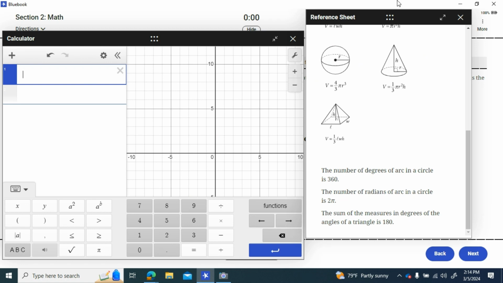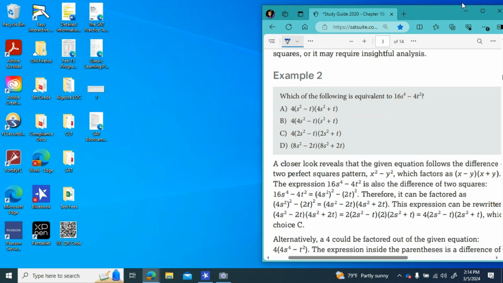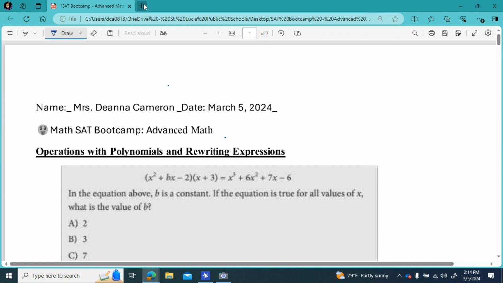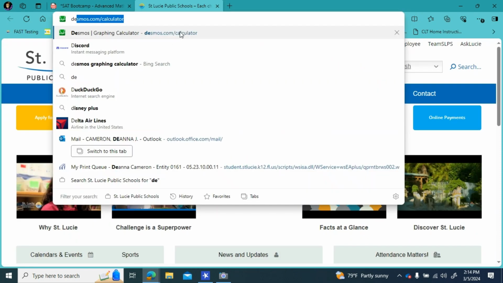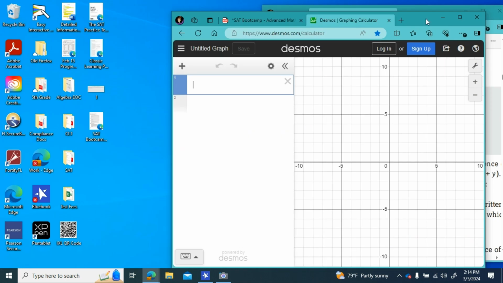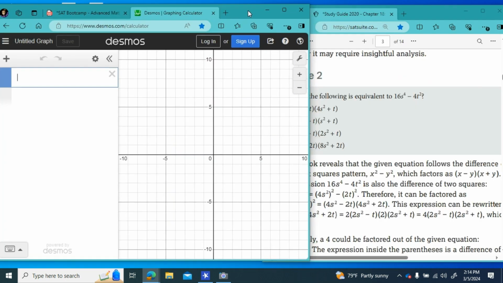And I'm sorry, I'm getting a little bit annoyed by this right here. So I'm going to pull up another tab. Not this one. I'll pull up this tab. Desmos graphing calculator. When you pull up your Desmos graphing calculator, make sure that it looks like this one here. And this way I can share the screen. Okay, sorry about that.